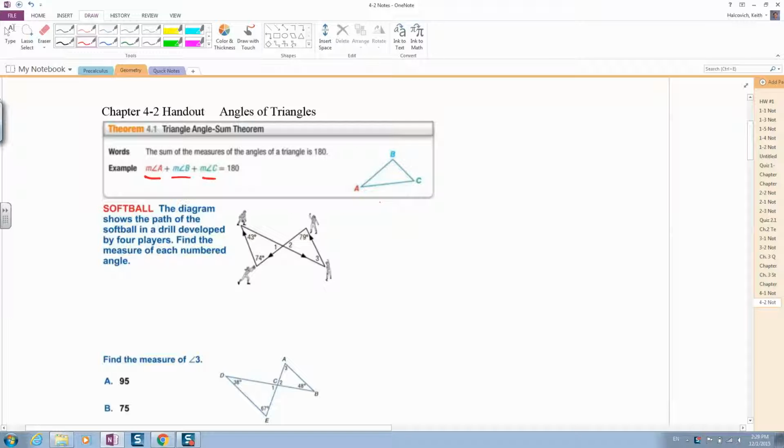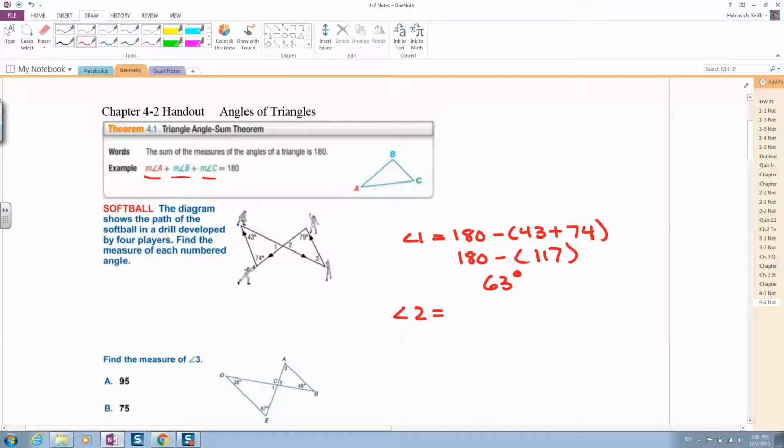So in this problem here, it says the diagram shows the path of a softball in a drill developed by 4 players. Find the measure of each numbered angle. So angle 1 is equal to 180 minus (43 plus 74). 43 plus 74 is 117. So 180 minus 117 gives you 63.